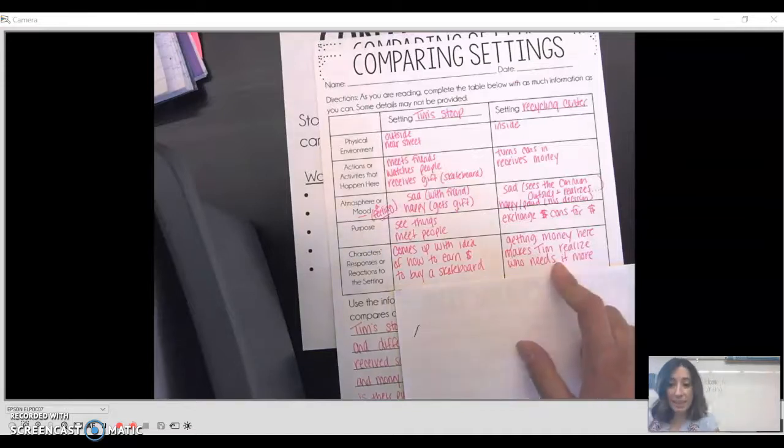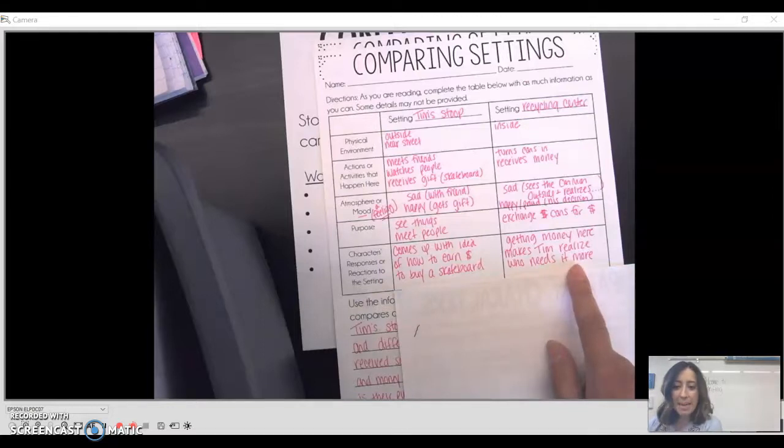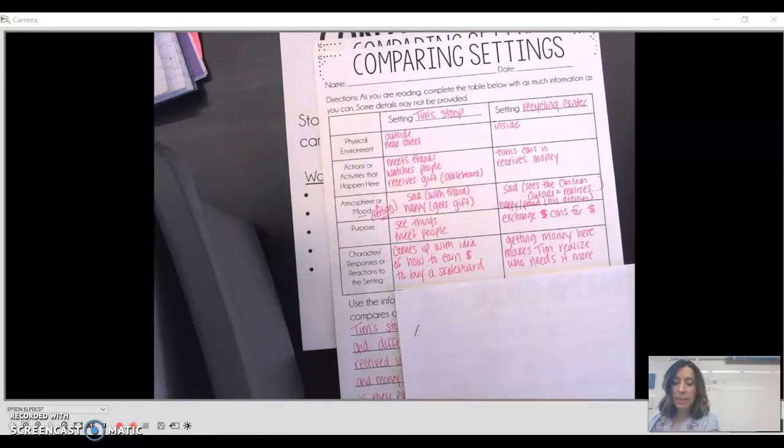The recycling center, unlike Tim's stoop, is where he's getting money, and this is where he's realizing who needs it more. So his reaction in that setting is to realize, oh man, look at what I could be giving this, or who I could be giving this money to. So that's kind of the reaction that he gets from that particular place.